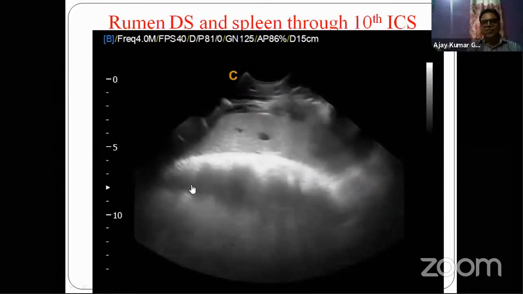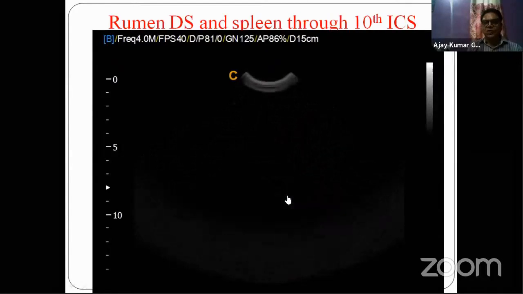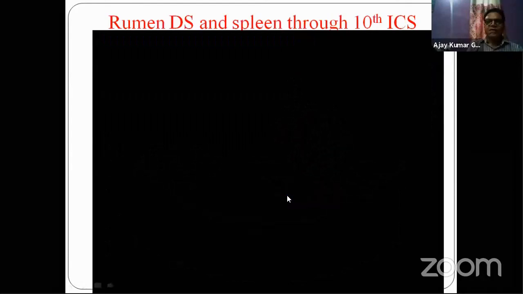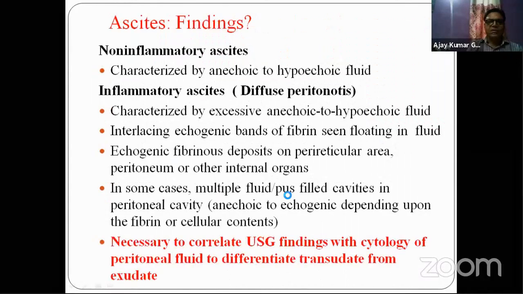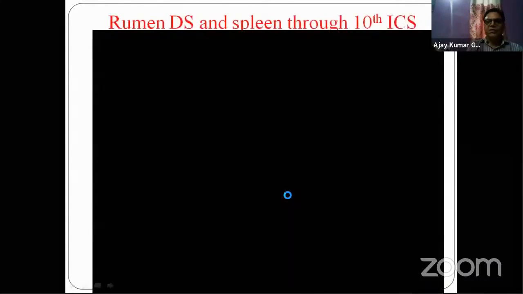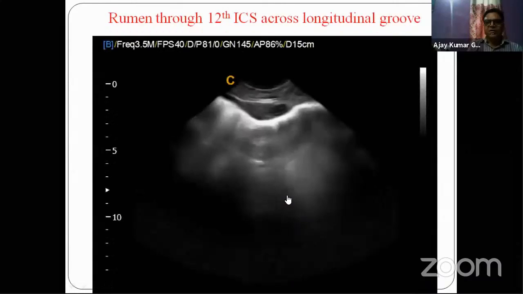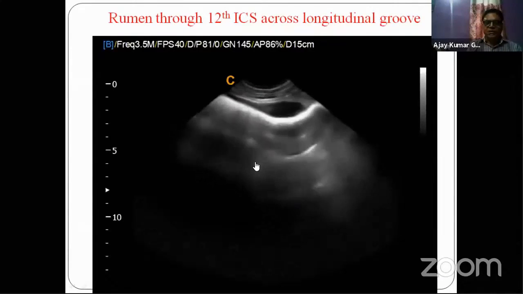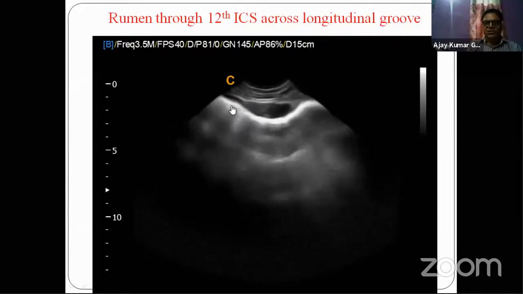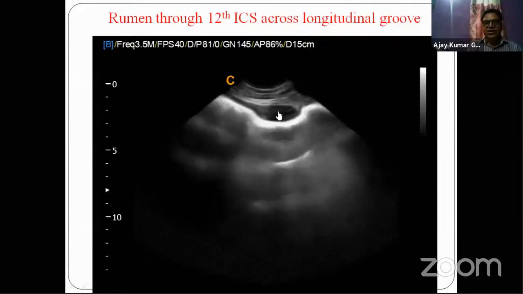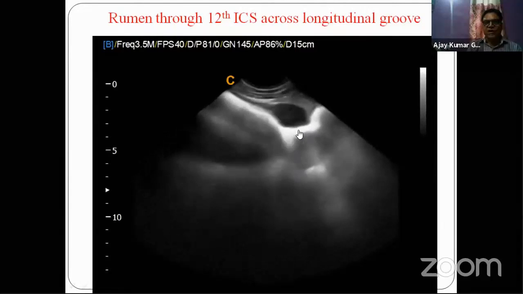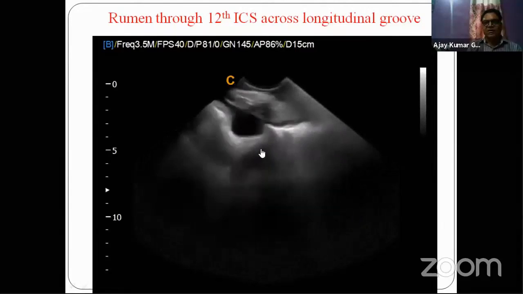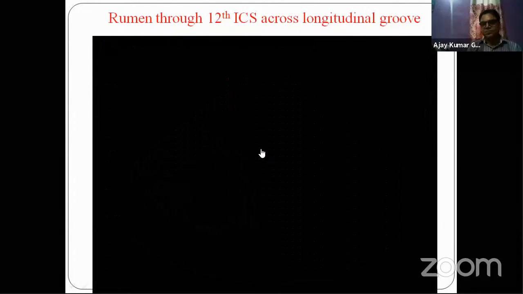You can also see reverberations from the gas in the rumen. This is the video through the 12th intercostal space at the level of the longitudinal groove. Here you see the dorsal sac, the ventral sac, and the longitudinal groove, and the rumen will be contracting. Now this is contraction of the rumen.